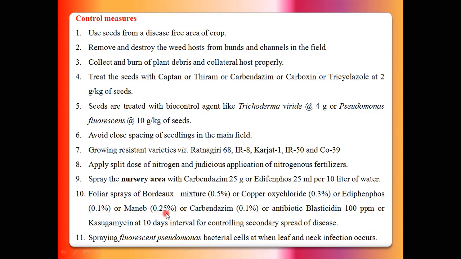mancozeb 0.25% or carbendazim 0.1%, or sometimes some antibiotic substance or product may be used to control this blast disease, that is blasticidin 100 ppm or kasugamycin 100 ppm at 10 day intervals for controlling the secondary spread of the disease, meaning to eradicate the conidia.